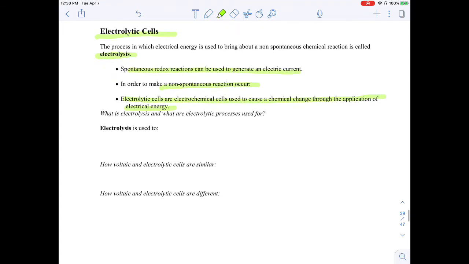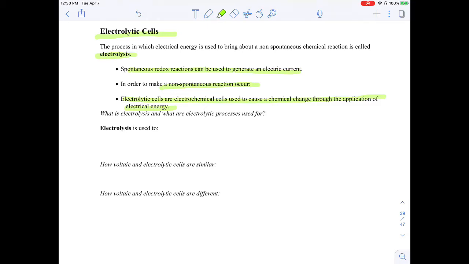Here's a question that says, electrolysis is used to do what? Electrolysis is used to split or to do a non-spontaneous chemical reaction. It converts electrical energy into chemical potential energy.